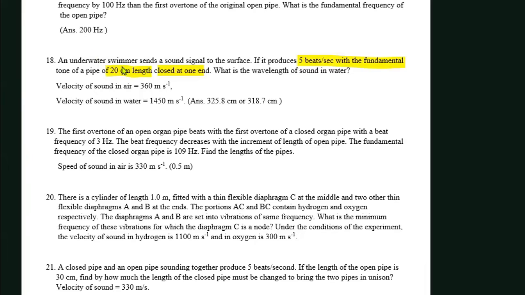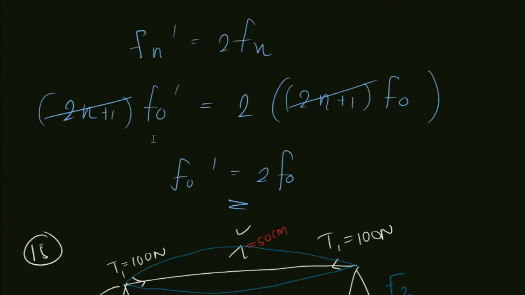So simply, there is an underwater swimmer sending some sort of signals, by means of vibrations, so it's going to have a frequency. And on top of the water there is a one end closed tube, which is also vibrating. When both start to vibrate together simultaneously, it produces 5 beats per second. They're asking the wavelength of sound in water. They have given the velocity of sound in air and in water. So let's see how it's done.